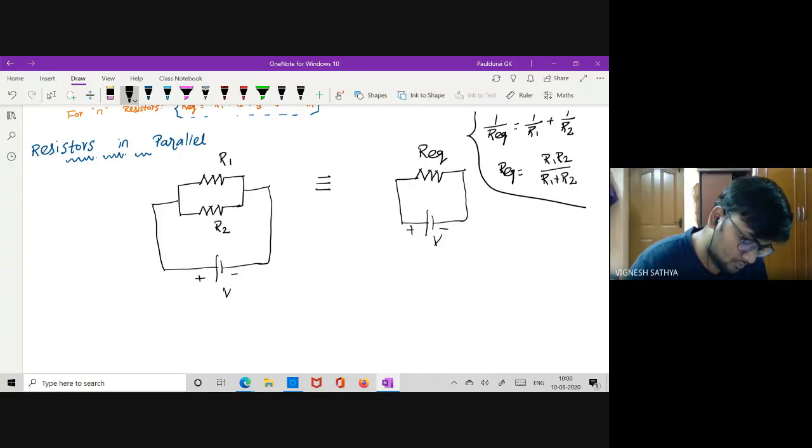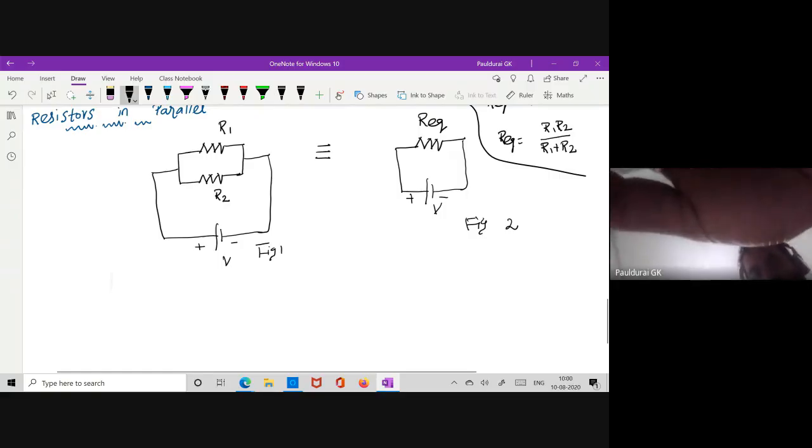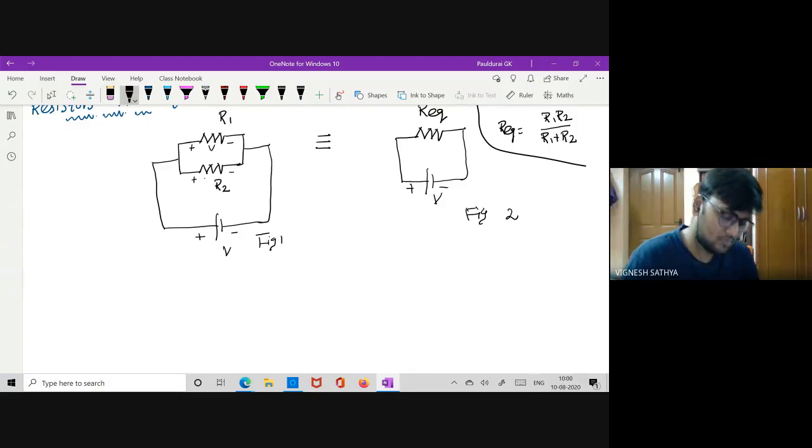Now what will happen? Take figure 1, take figure 2. First we will deal with figure 1, then we will move to figure 2. Now what is the voltage across R1? That we know, right? Voltage across R1 is V. Voltage across R2 is also V.